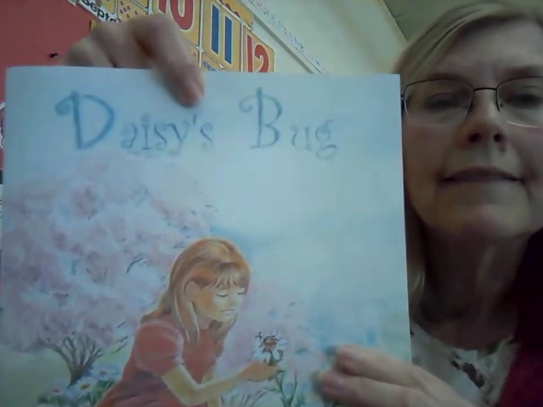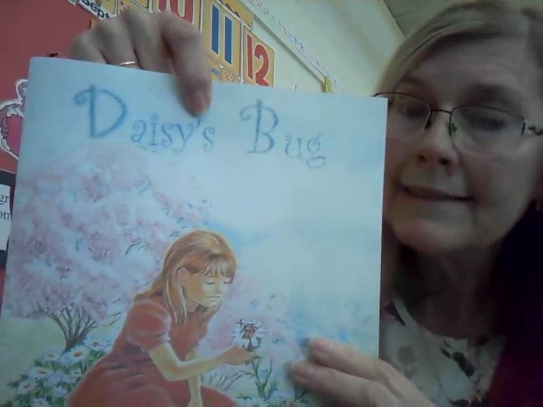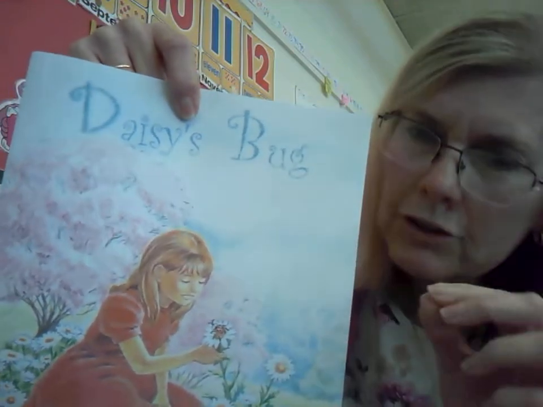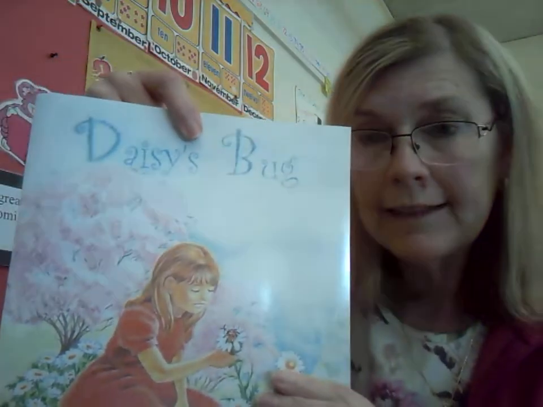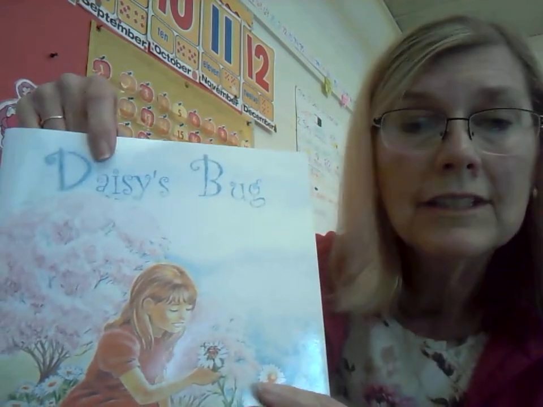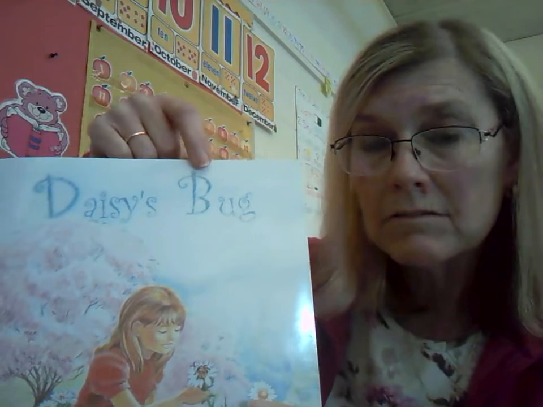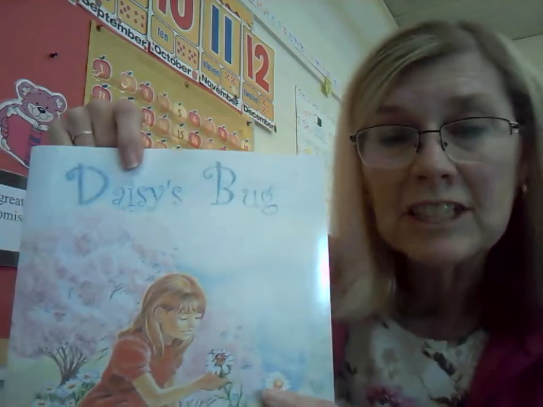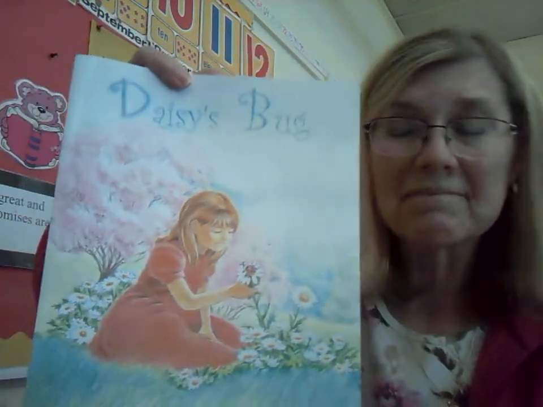Take a look at that little line up at the top right after the Y. That's called an apostrophe. It's usually a little curvy looking. And then there's the S. And what that lets the reader know is that something belongs to that word. This is Daisy's bug. The bug belongs to Daisy. So, now you know. Daisy's bug.